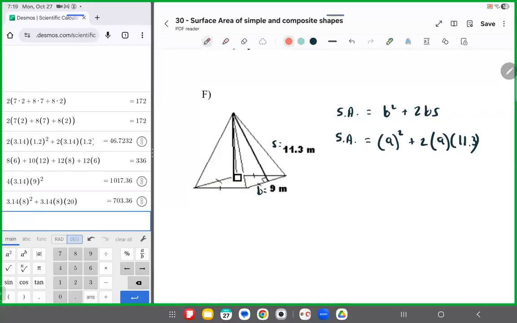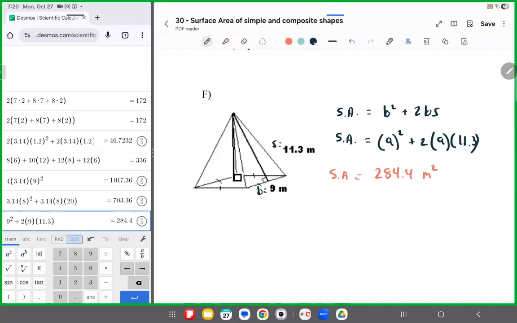Okay, so we type this in. Our surface area will be equal to 9 to the power of 2 plus 2 times 9 times 11.3. And we get the surface area is equal to 284.4, and this will be meters squared. Let's type that m a bit better than what I did. There we go.